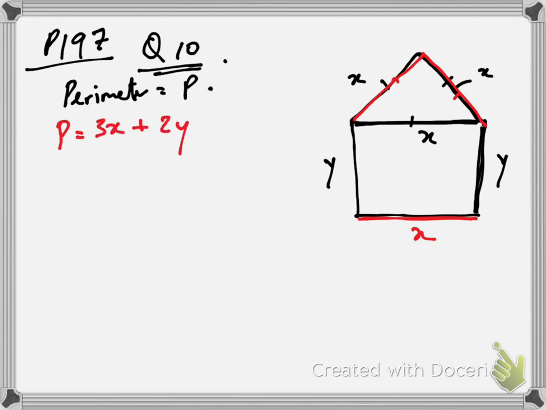3x plus 2y. Okay, so how do we actually get x and y, or how do we find some sort of commonality in terms of how we can actually tackle this question? All right, so the question actually is about area. So the area of the pentagon is the area of this rectangle plus the area of this triangle, which is equilateral.